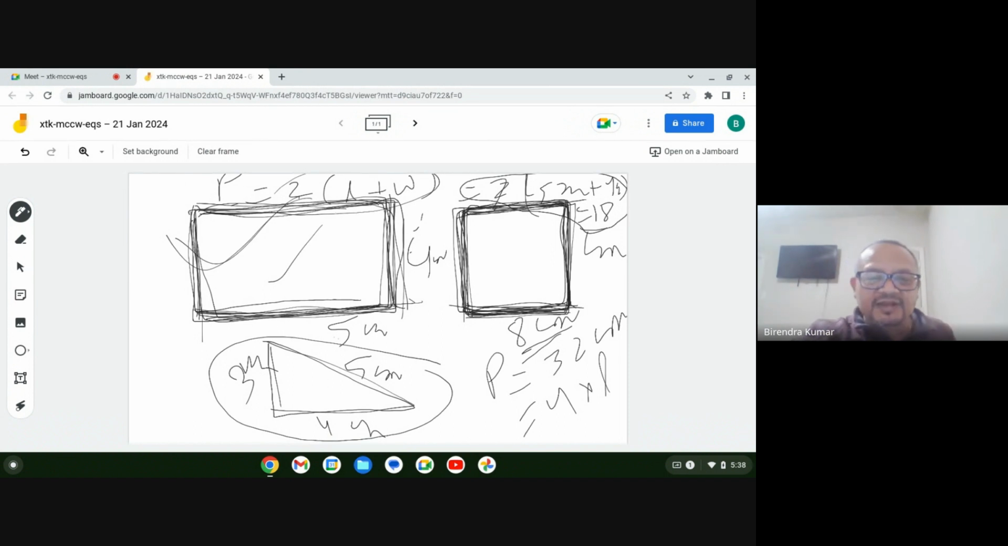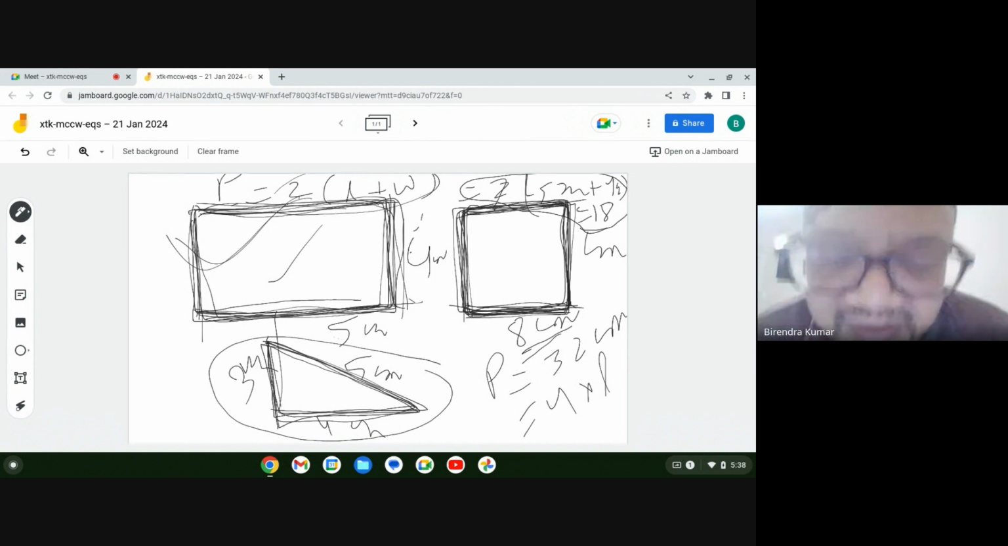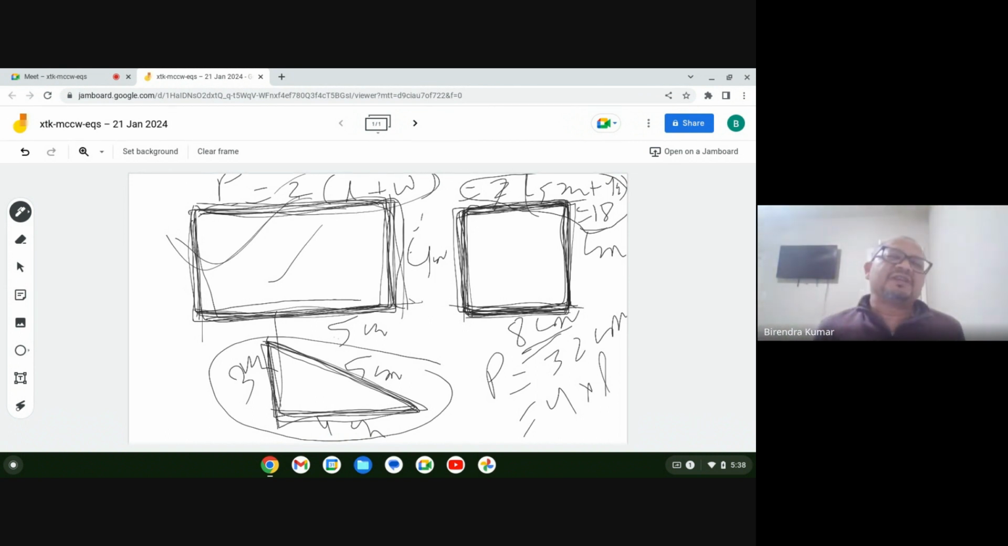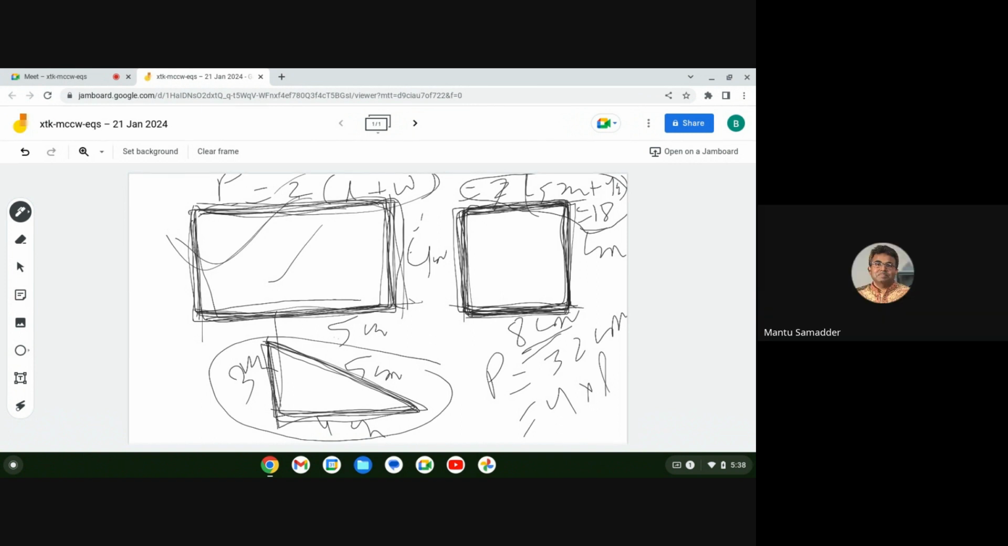Perimeter is nothing but the length of the boundary, the entire boundary. So you start from this place, go along the boundary, come back to the same place. Done. So 3 plus 4 plus 5. So 3 centimeter plus 4 centimeter plus 5 centimeter. Sorry, 3 plus 4, 7 plus 5, 12. 12 centimeter.